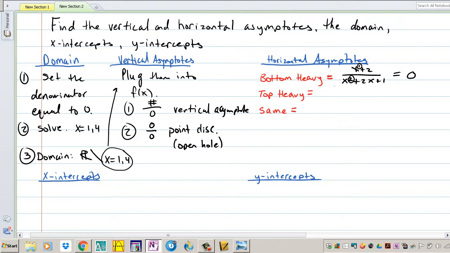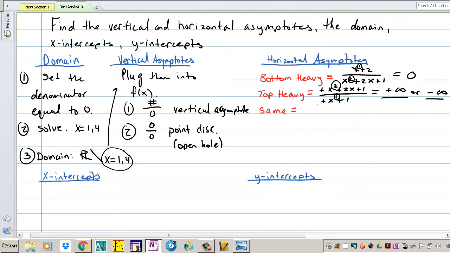Now if you have top heavy, for example, let's say I have this the other way around, x squared plus 2x plus 1 all over x plus 1. Notice that I'm top heavy because my power of 2 is greater than my power of 1 in the bottom. So top heavy is always going to be plus infinity or negative infinity, depending on the signs. For example, if this was negative in the front, then it would have been negative infinity. But if they were both positive, then it would have been positive infinity.